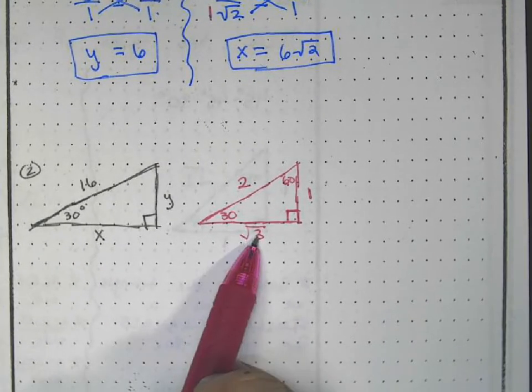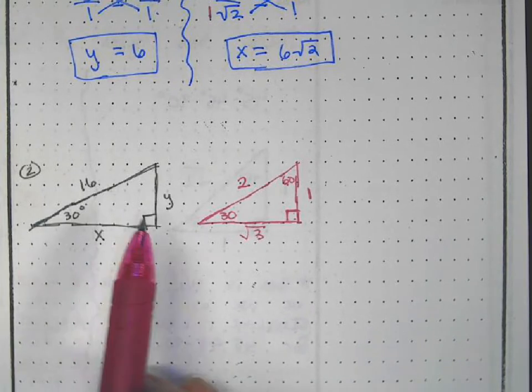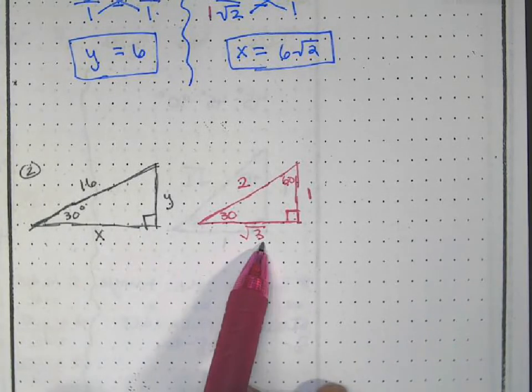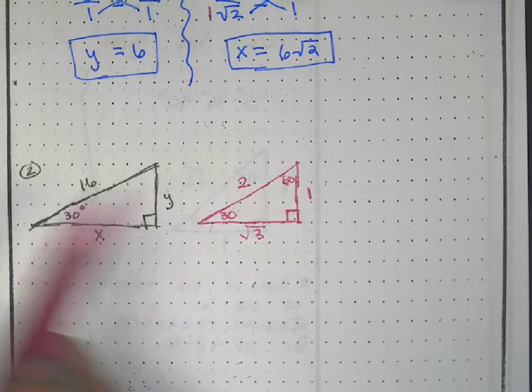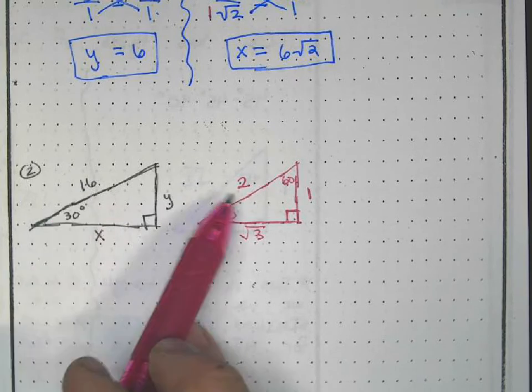Now that we've drawn our similar triangle, we can use our proportions to set up our equations and solve. So I'll start with x this time. So I'm going to go x is to root 3 as 16 is to 2. Remember, I have to use the 16 to 2 because that's where I have two numbers.